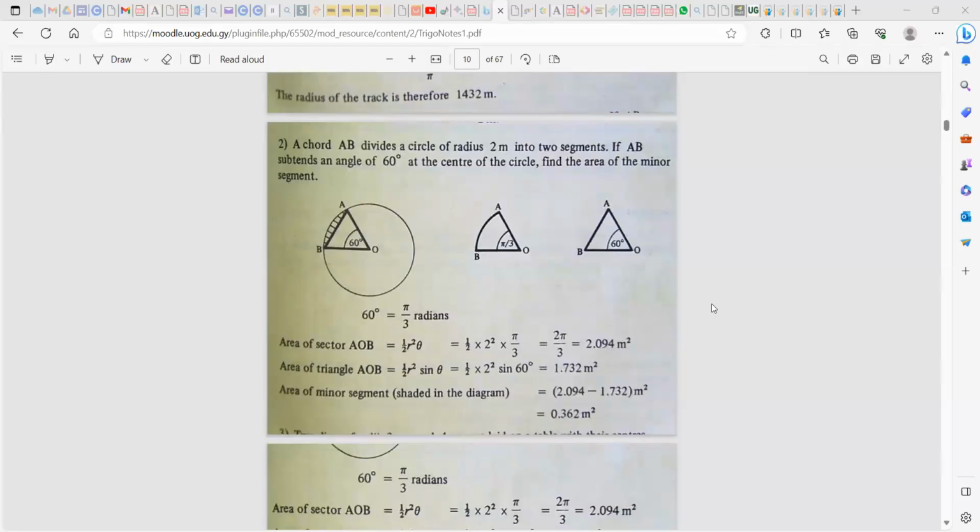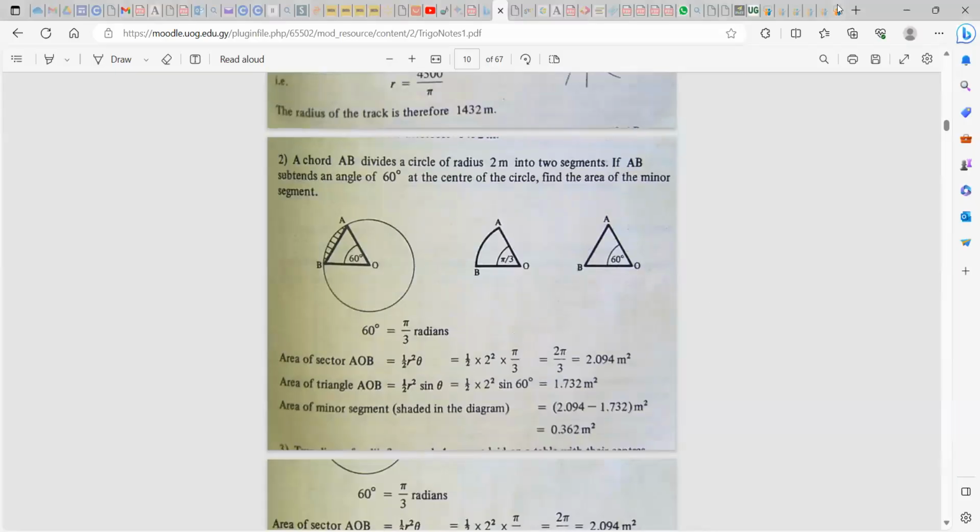So here you have a chord AB that divides a circle of radius 2 meters, these are big circles, into 2 segments, right? And the chord subtends an angle of 60 degrees. That's what you're saying, right? They want you to find the area of the minor segment, right? And that's this little piece here. This little piece here, they want you to find.